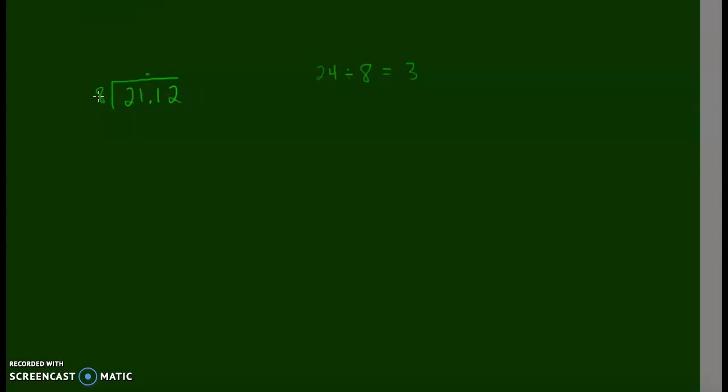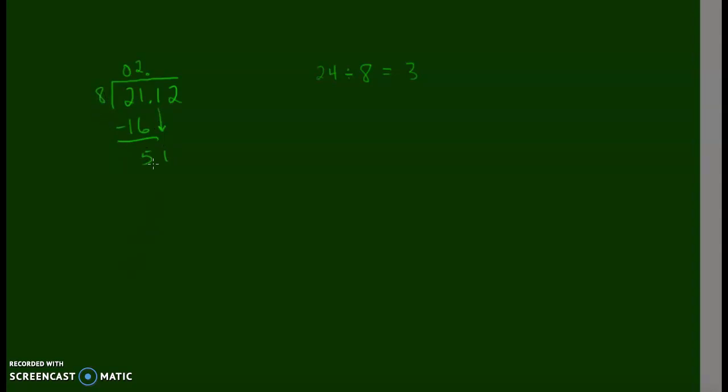So how many groups of 8 can I get from 2? 0. And how many can I get from 21? I can get 2. Now I multiply. 2 times 8 is 16. Then I subtract. 21 subtract 16 is 5. 5 is less than 8. As I'm going through this process, I don't need to worry about the decimal at all, so I can just bring down the 1. So now I have 51.